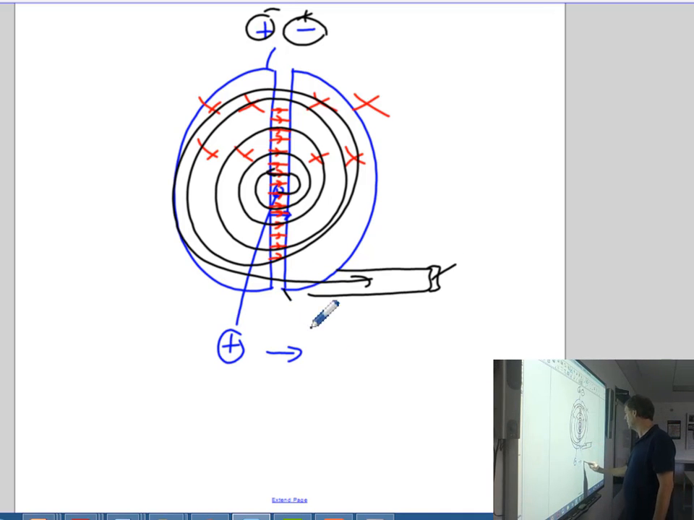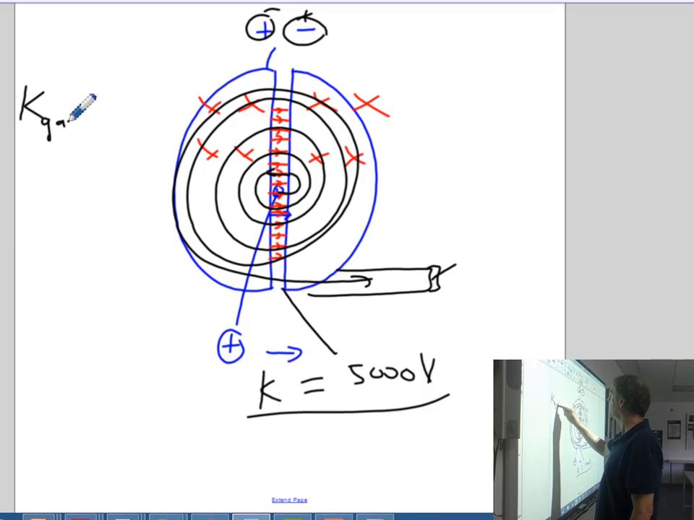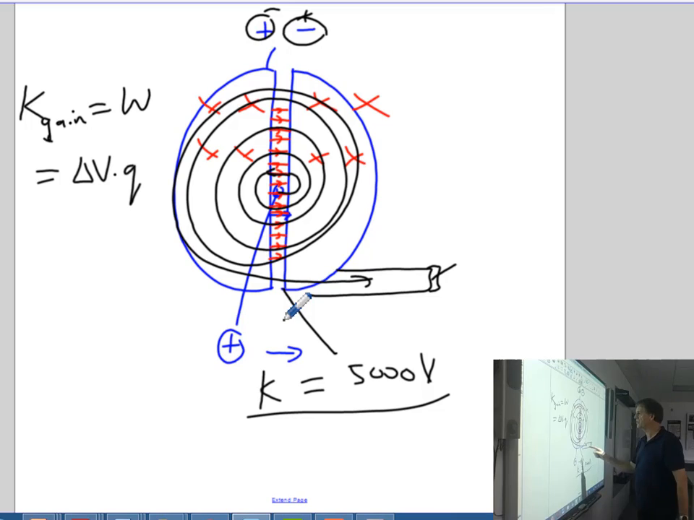But again, they could give you a question here where you're told the potential difference between those two plates is, say, 5,000 volts, and you need to know how much kinetic energy it gains on each cross. Well, it's pretty easy to work out. The kinetic energy gained at each cross is equal to the work done, which is equal to delta VQ, as long as you know what the charge is on the ions and what the potential difference is between the plates. You can work out how much energy it's going to gain on each cross.